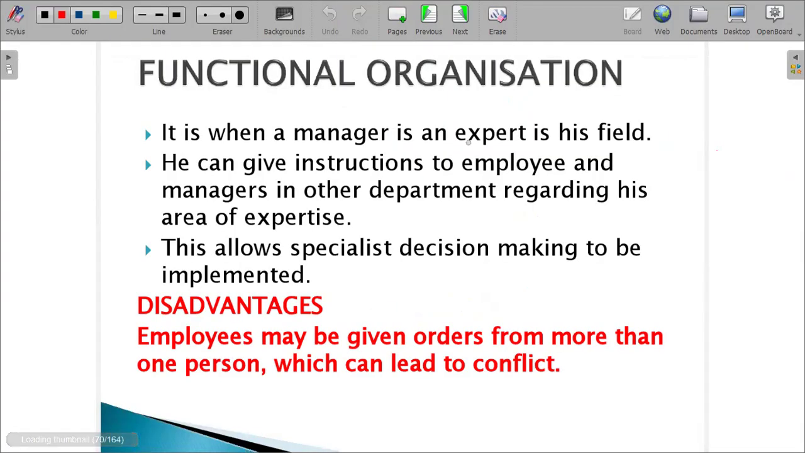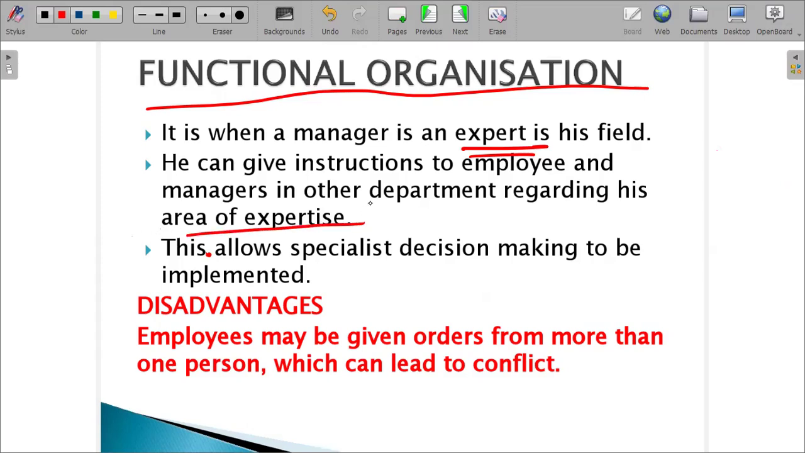So I'm going to move on to the last organizational structure, which is what we call a functional organization. It is when a manager is an expert in his field, he can give instructions to employees and managers in other departments regarding his area of experience. So this allows specialist decision making to be implemented, right? The manager is a specialist. So because of his expertise in a specific field, he can also give advice and instructions to employees and managers in other departments, which is apart from his department.